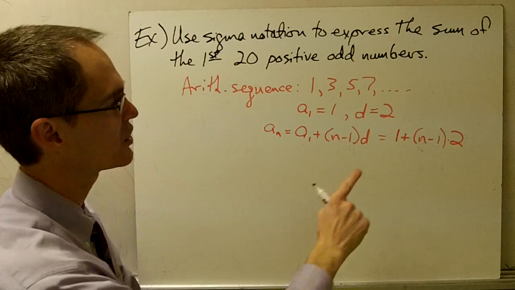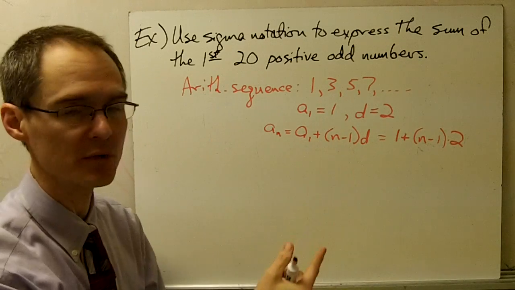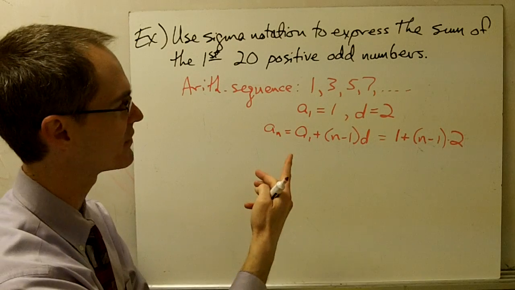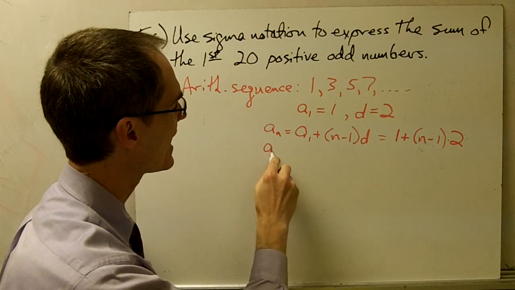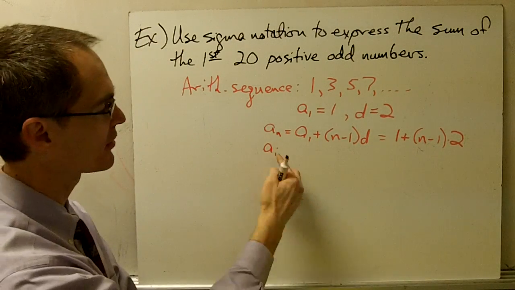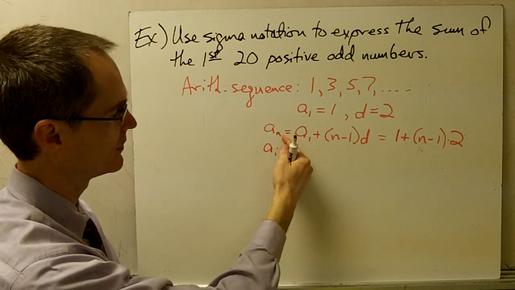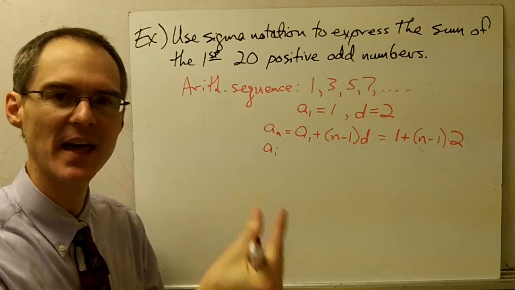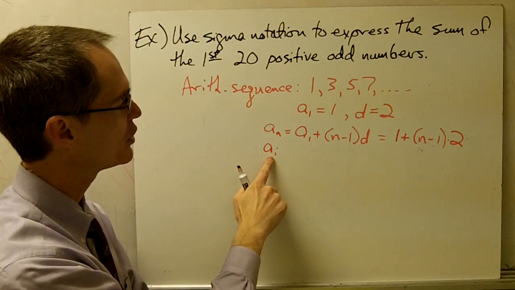But now I'm going to make one change here, because for my sigma notation, remember, I don't want a formula for a sub n. What I actually want is a formula for a sub I. And this seems like a small thing because it's just the difference between using the variable n or using the variable I, but we're going to see that it becomes important. We're going to use a sub I.